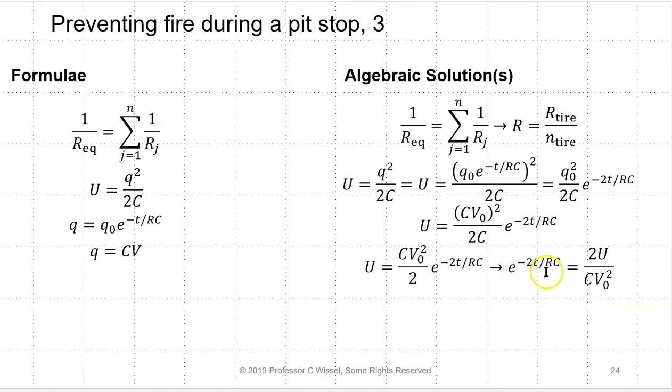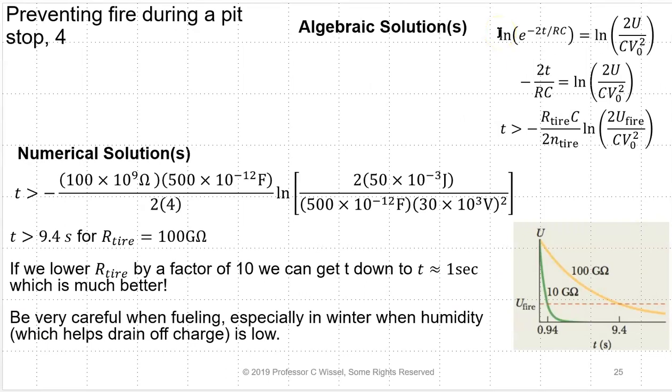X1 minus 2T over RC equals 2U over CV naught squared. Now go and take the natural log on both sides of the equation on the previous page and do a little bit more moving things around. And we find out that T is going to be greater than minus R tire times C over 2N tire times the natural log of this quantity, 2U fire over C V naught squared.